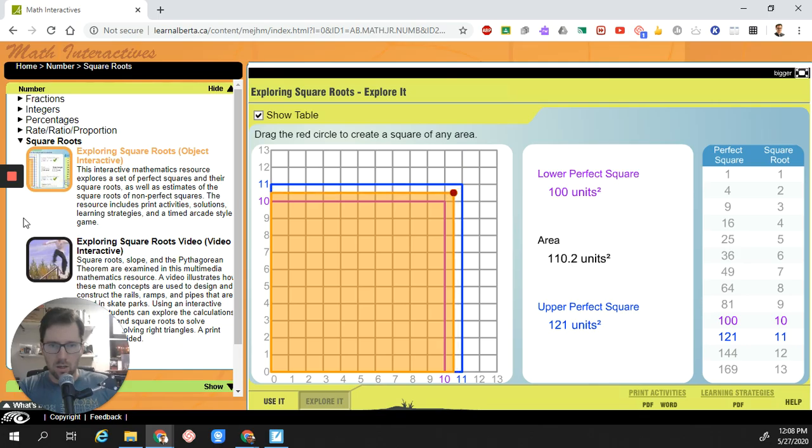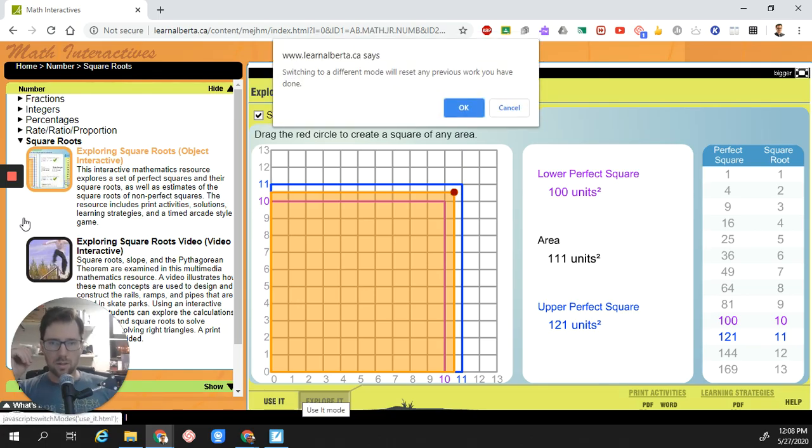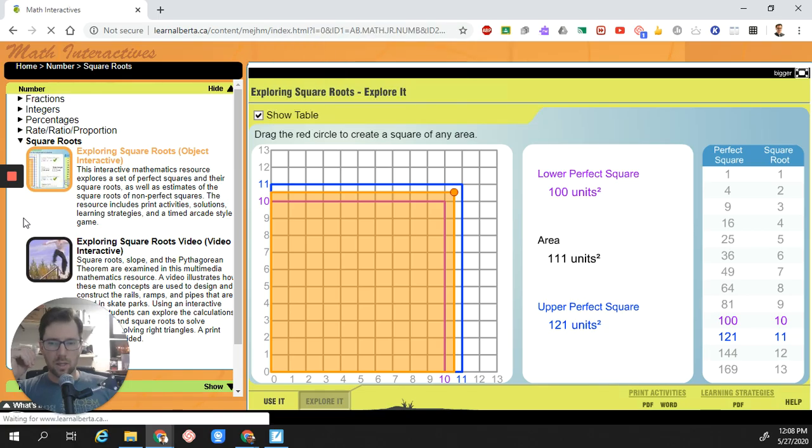So that helps me try to figure out what my square root might be. If I'm looking at 111, what's the square root of 111? I know that below it, the next one lower is 10, and the next one up is 11, so it's somewhere in the middle. 111 is almost halfway between 100 and 121. So I'm going to say, maybe it's 10.5, and that would help me with estimating a little bit.